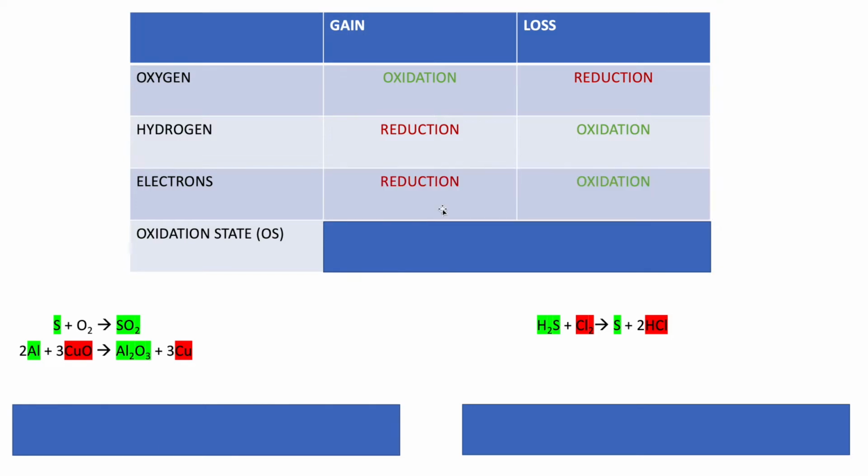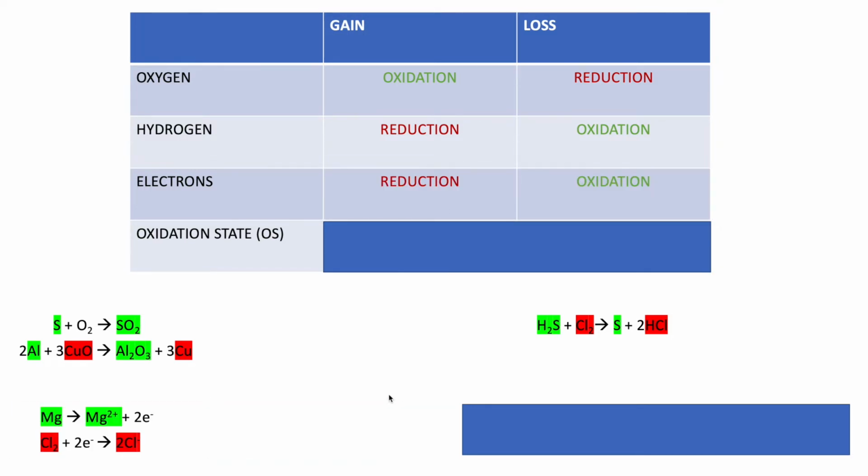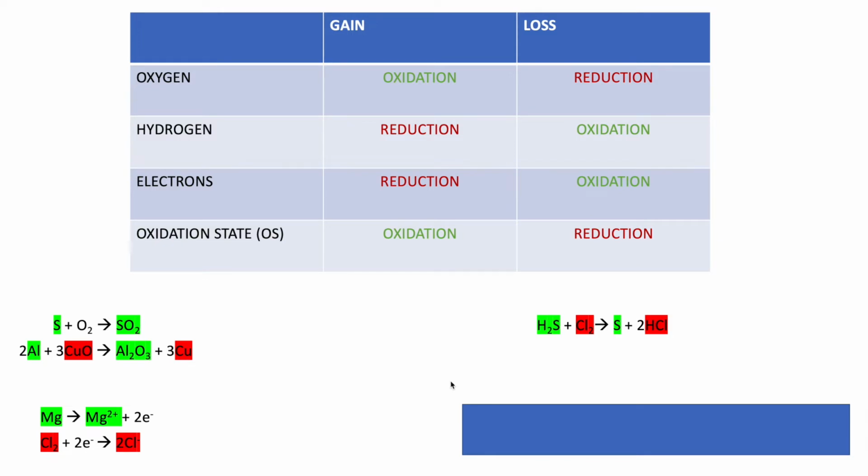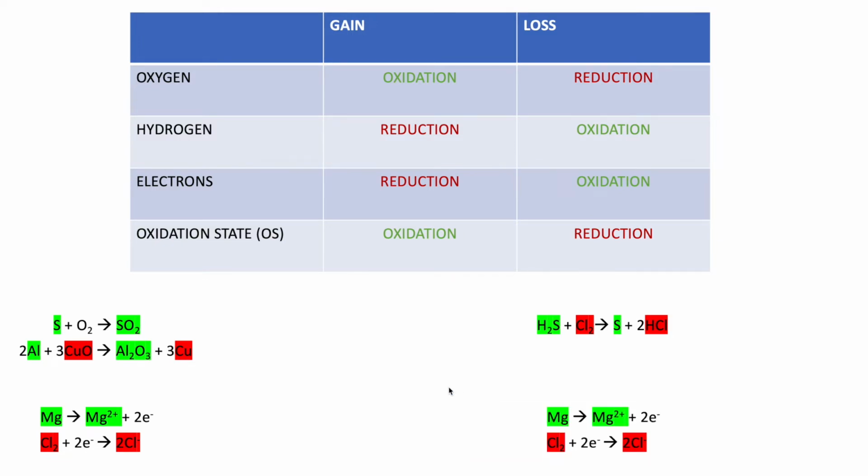Okay, third will be the loss and gain of electrons. So of course, gaining electrons will be reduced, losing electrons will be oxidized. And lastly, in changes in oxidation state, when a substance gains oxidation state from perhaps 0 to +1, it is oxidized. -1 to 0 is also called oxidized. Reduction will be a loss in oxidation state. So +1 to 0 or 0 to -1, so on and so forth.